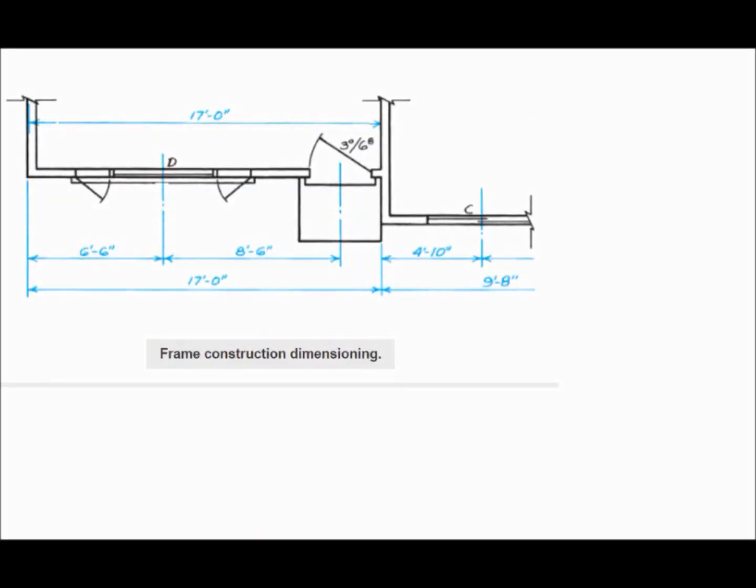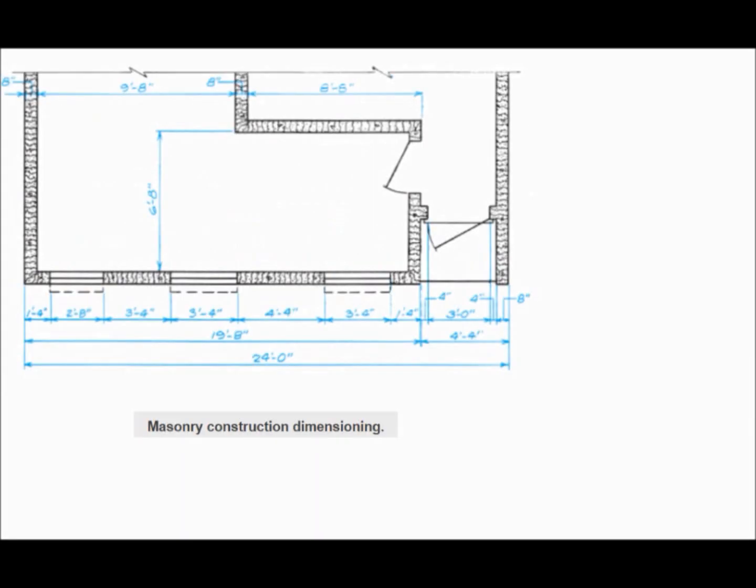Dimensions. Dimensions are given for the sizes and locations of all walls, partitions, doors, windows, and other important features. On frame construction, exterior walls are usually dimensioned to the outside face of the wall framing. If the walls are to be covered with stucco or masonry veneer, this material is outside the dimensioned face of the wall frame.